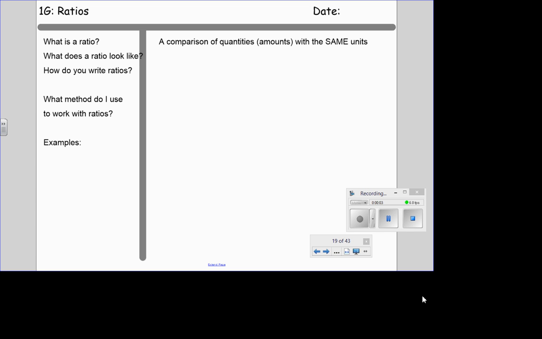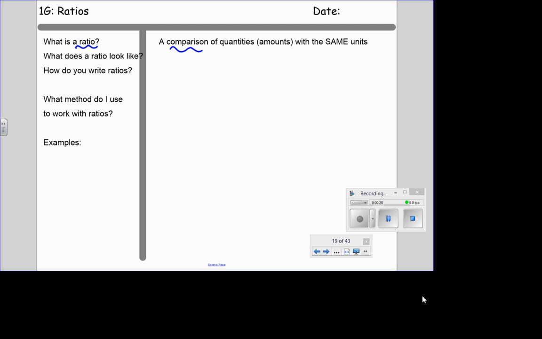Hi, Year 9. We're going to go ahead and look at 1G today, which is on ratios. Now that we've done all this work with fractions, we're going to look at how we can put our knowledge of fractions to use when we discuss ratios. So ratio is our key word today.